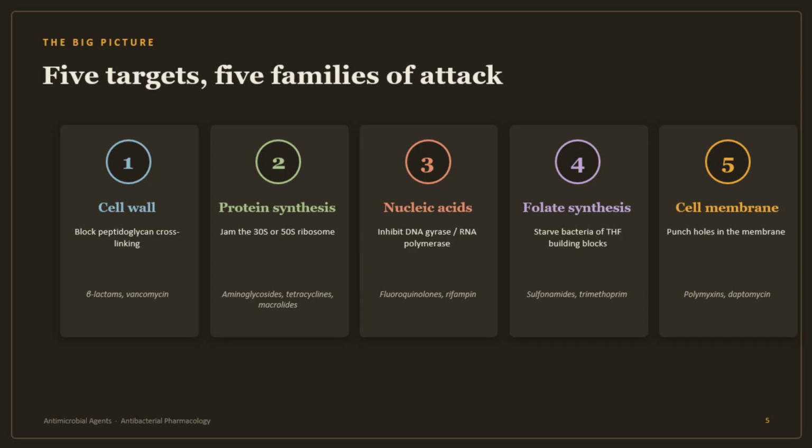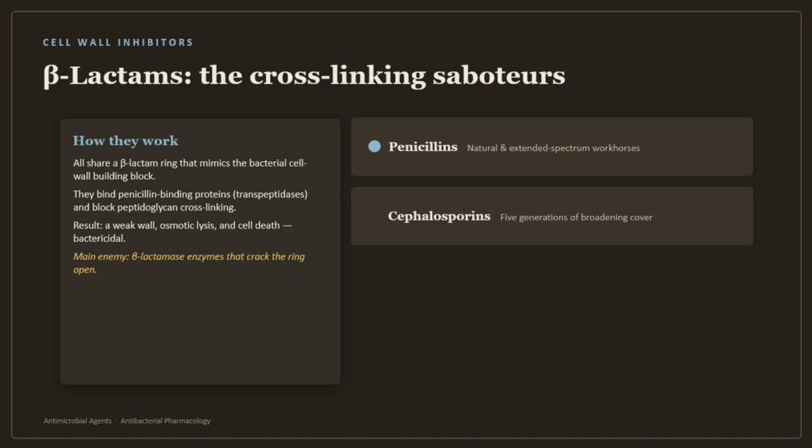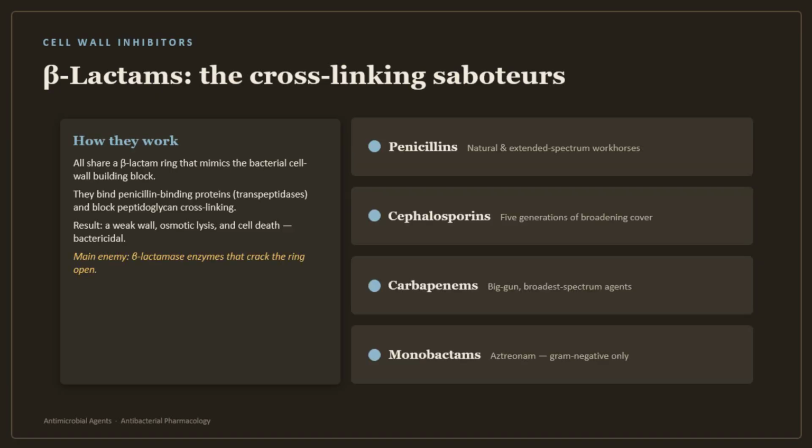5 targets, 5 families of attack. Let's start knocking them down one by one. First family up, the cell wall inhibitors.